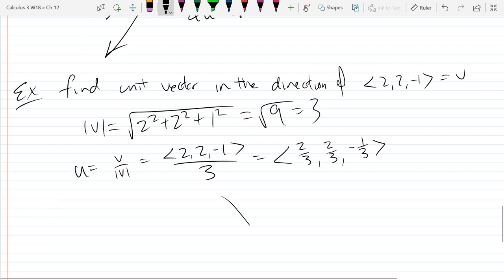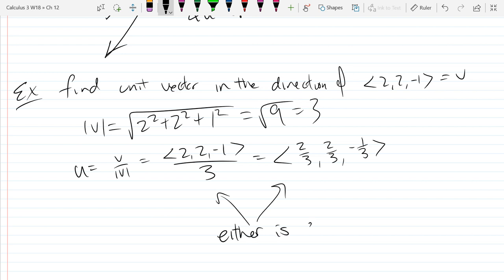It does not matter which of these two forms you write your unit vector in. It doesn't matter to me if you distribute your scalar or not. WebWork probably wants the one on the right side more than the one on the left, but depending on the WebWork question, they may take either one.